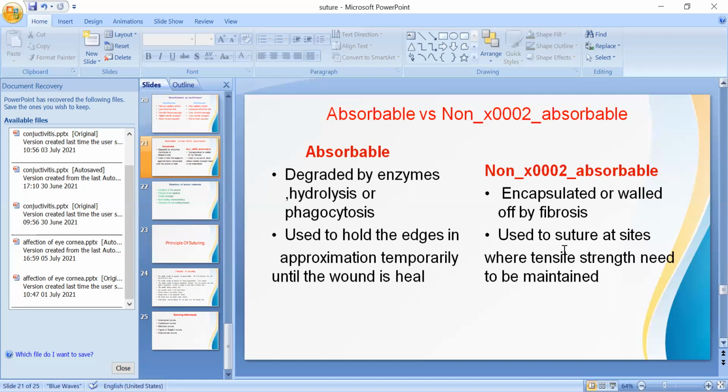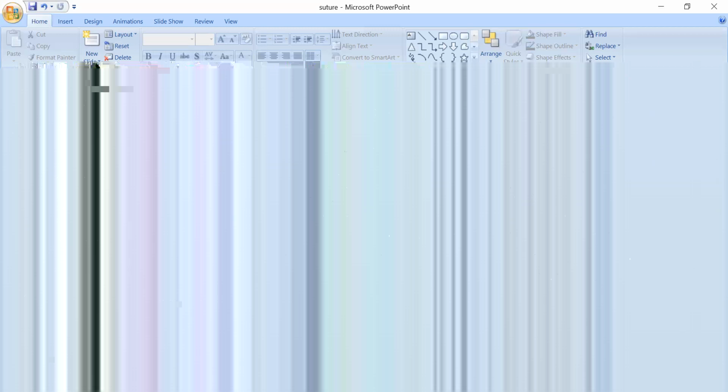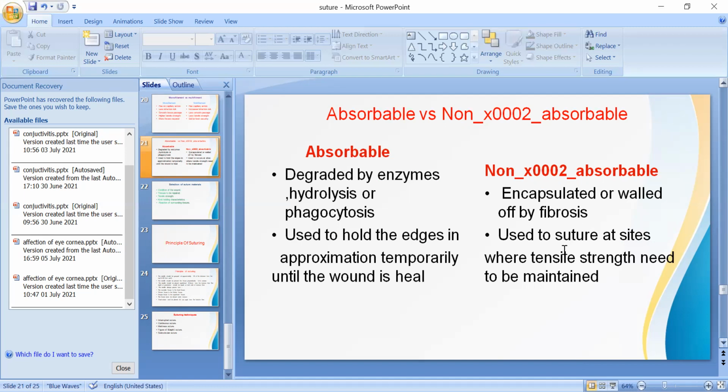In case of absorbable, used to hold the edges in approximation temporarily until the wound is healed. And in case of non-absorbable, used to suture at sites where tensile strength needs to be maintained. So these are the differences between absorbable and non-absorbable.